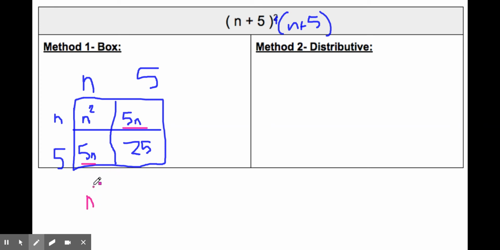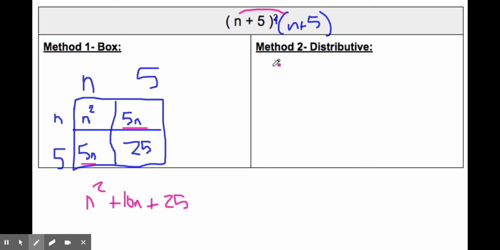So I'm going to add, this is what I'm going to get. N squared, 5n plus 5n is 10n, and this is plus 25. Now I could also just go ahead and distribute. So for me, if I ever see a squared, I just like to cancel it out and write it out because I'm very visual. So this allows me to do this.